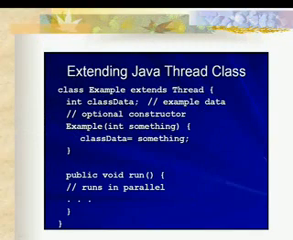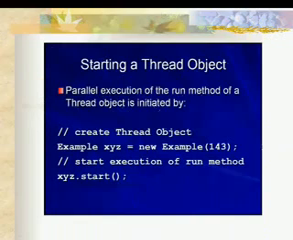Let's look at how to create a thread by extending the Java Thread class. First of all, we have to write the class. Here, for example, we take the class Example. Here, the class Example has extended the Thread class, and the run method has also been implemented. There is class data here, and let's look at how to create a thread object from this class.